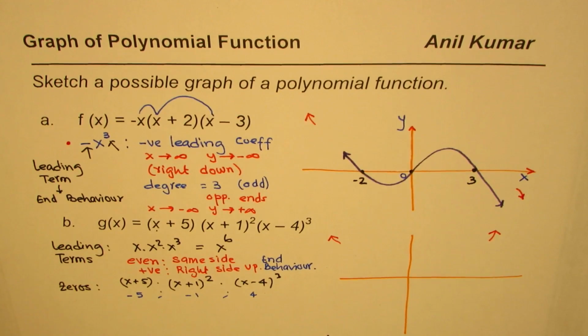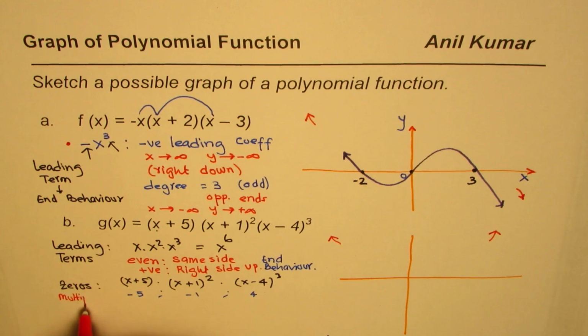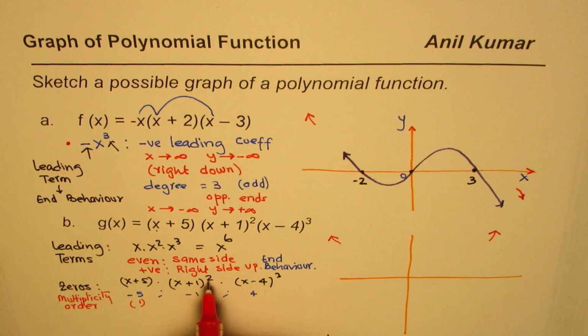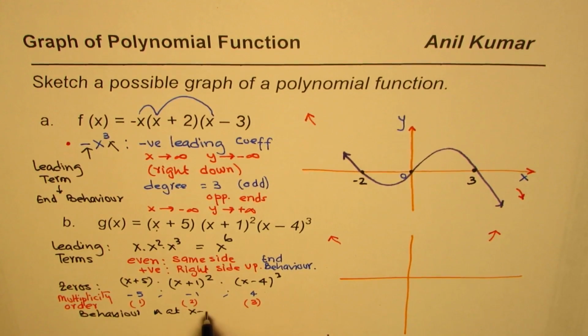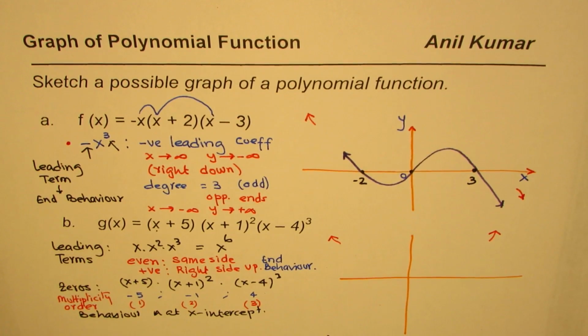Now, for a zero we always have an order or multiplicity, right? Some books will say multiplicity, and some will refer to that as order. How many zeros? This is linear, order is 1. We have 2 zeros here, and we have 3 zeros. Now, zeros actually decide behavior. Zeros will decide behavior at the x-intercept. That is what it decides, and we'll see how it decides this. So let's begin by plotting these zeros, and then we'll decide.